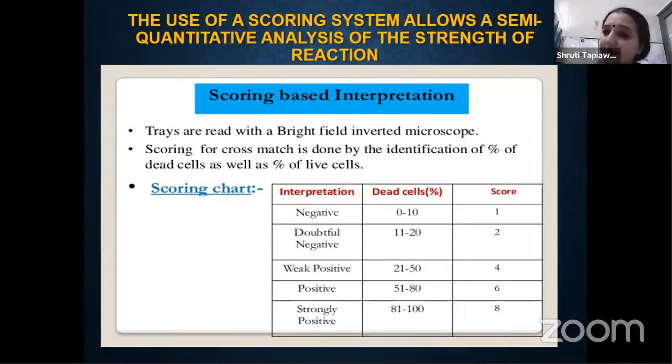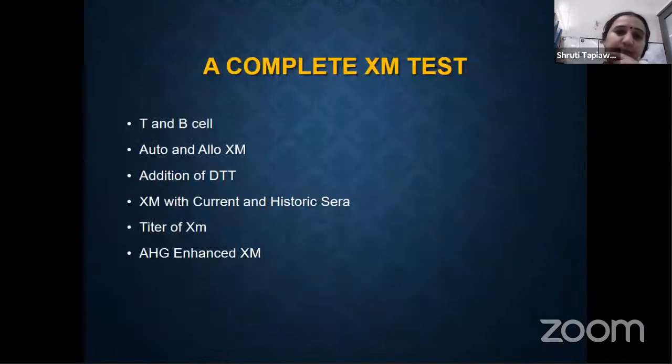Weak positive if it is 20 to 50% kill, a positive if it is more than 50% kill, and strongly positive if it is more than 80% kill. So this is how we grade the cross matches.